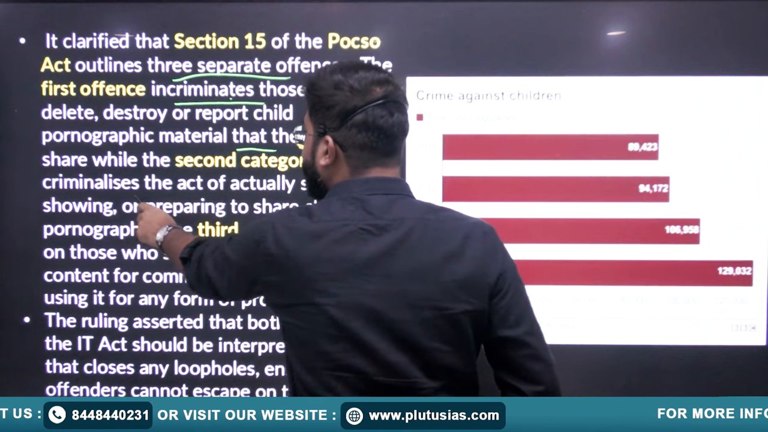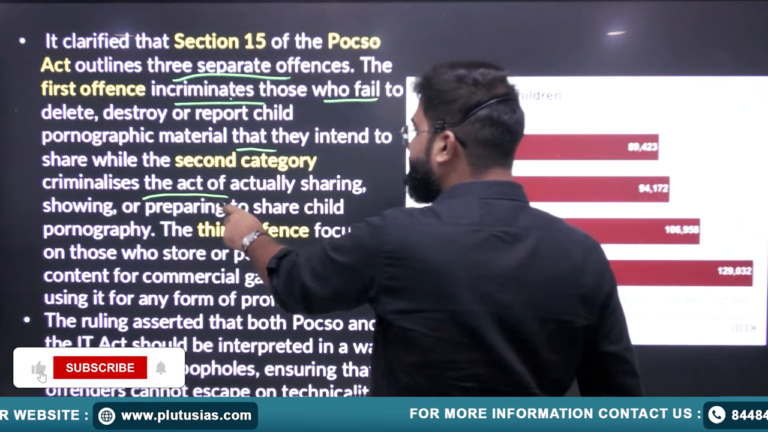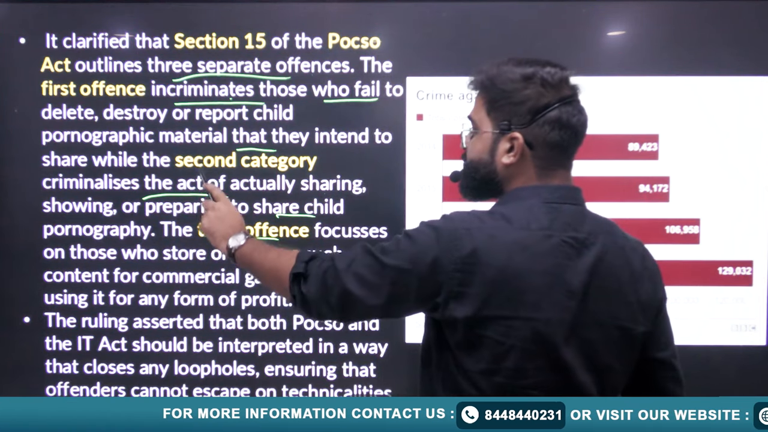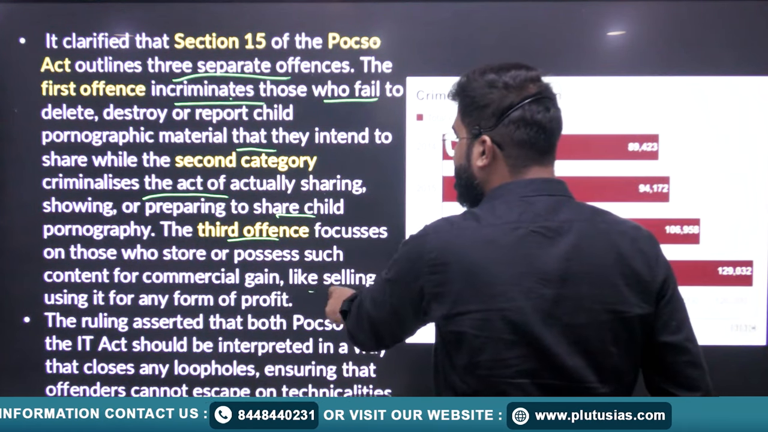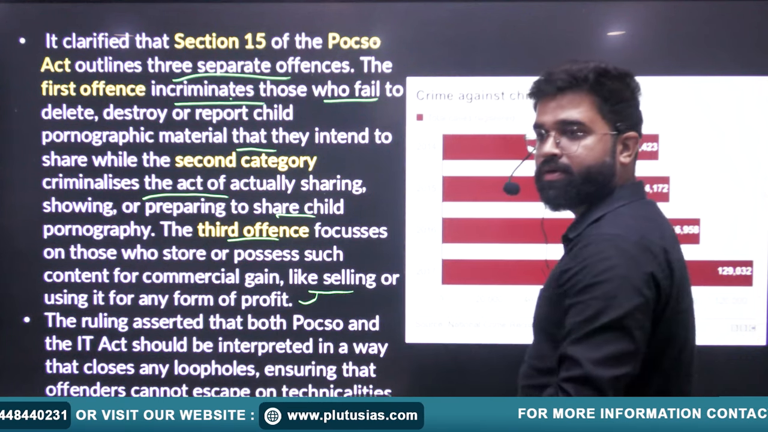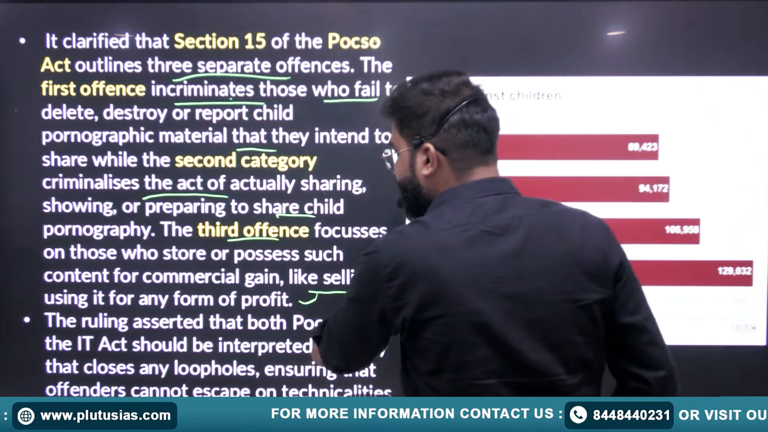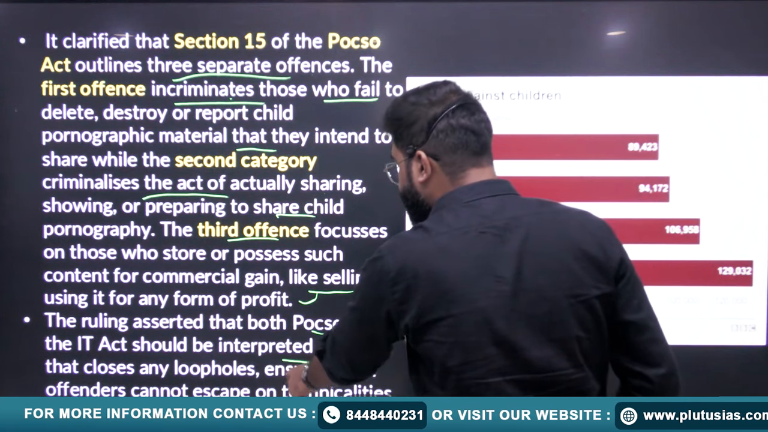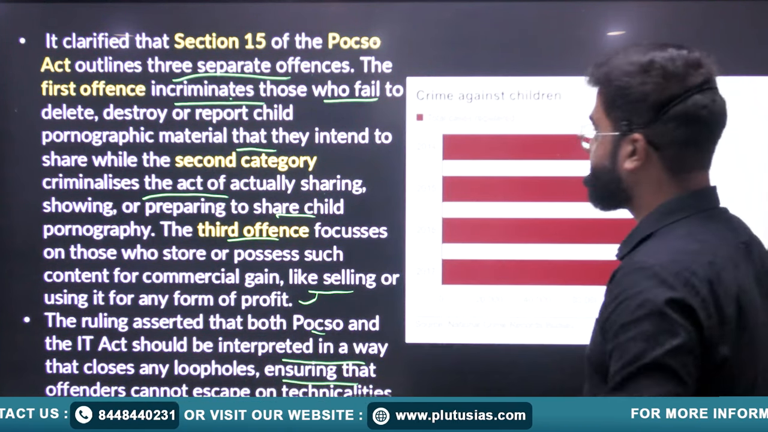The second category criminalizes the act of actually sharing, showing and preparing to share child pornography. And the third offense focuses on those who store or possess such content for commercial gain, like selling, using it for any form of profit. The ruling asserted that both POCSO and the IT Act should be interpreted in such a way that they close any loopholes, ensuring that the offender cannot escape on technicalities.